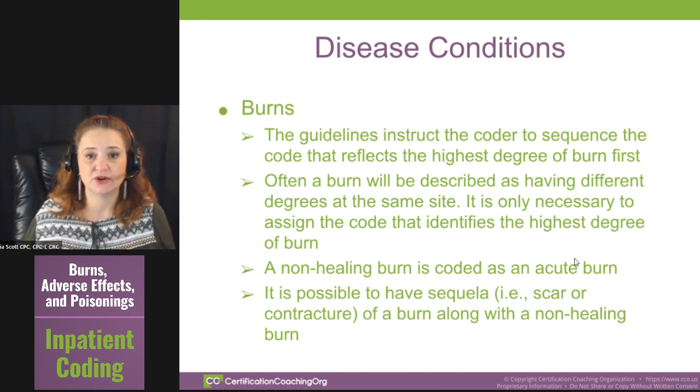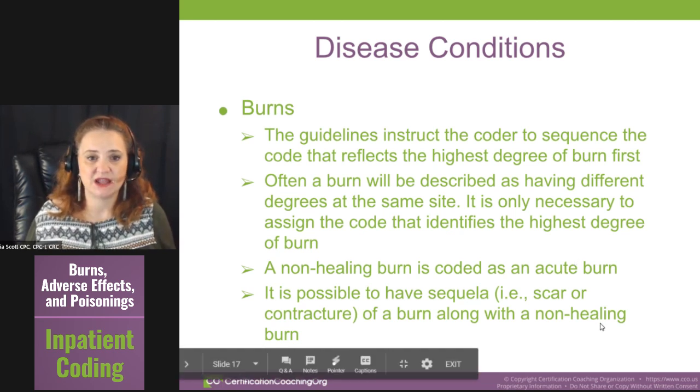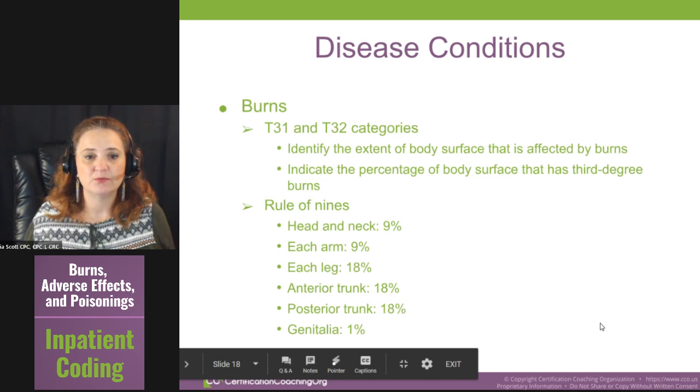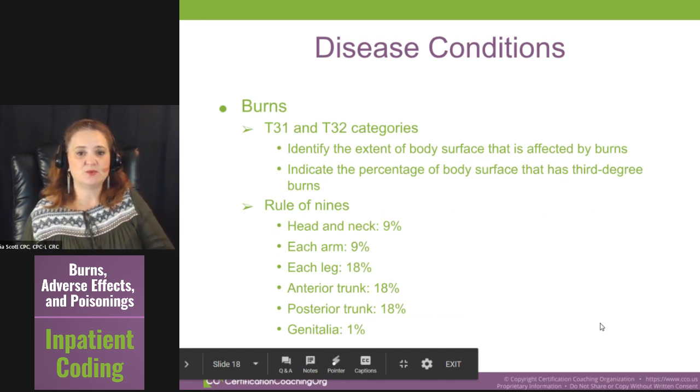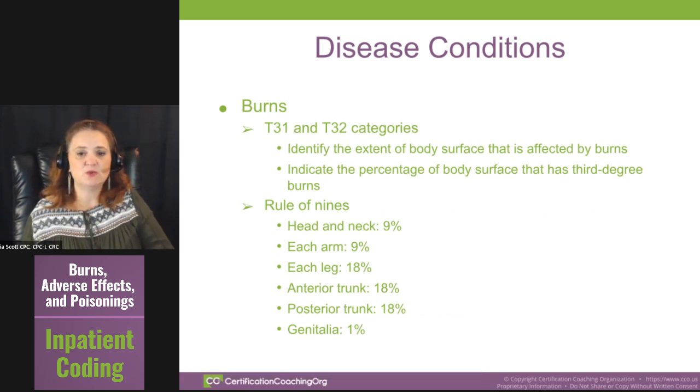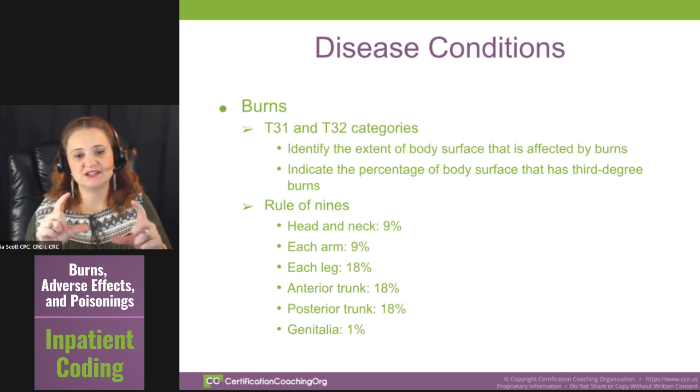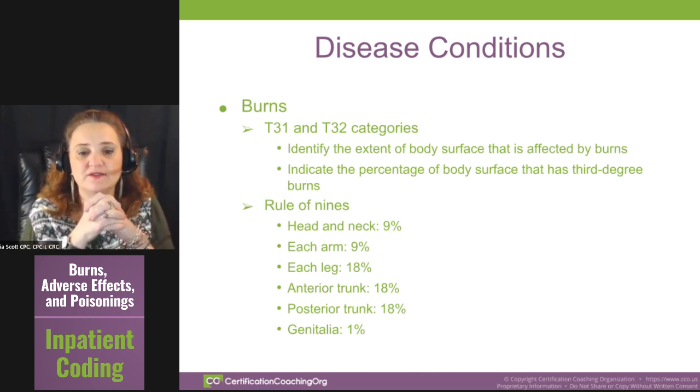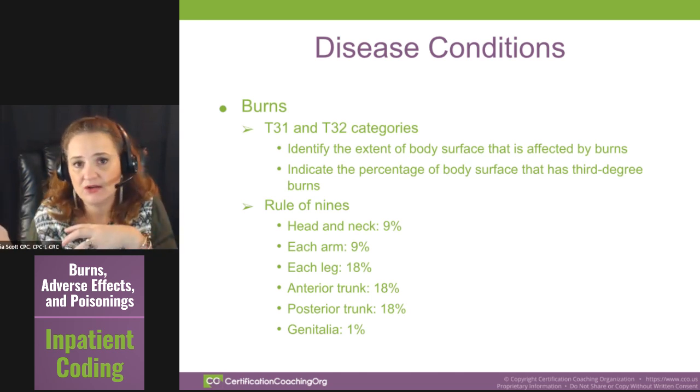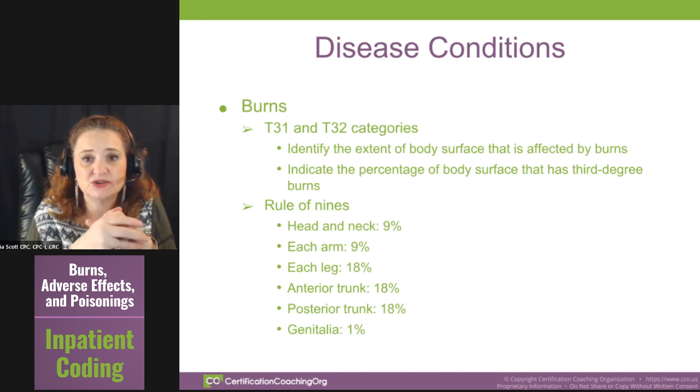Non-healing burns, again, are acute. We already talked about that. And pay attention to sequelae, late effects. The burn categories are going to be T31 and T32. We need to know the total body surface area and that rule of nines. Here is just a quick overview of the rule of nines that I want you to take some time and go study on your own. Okay, it's your responsibility to know that.